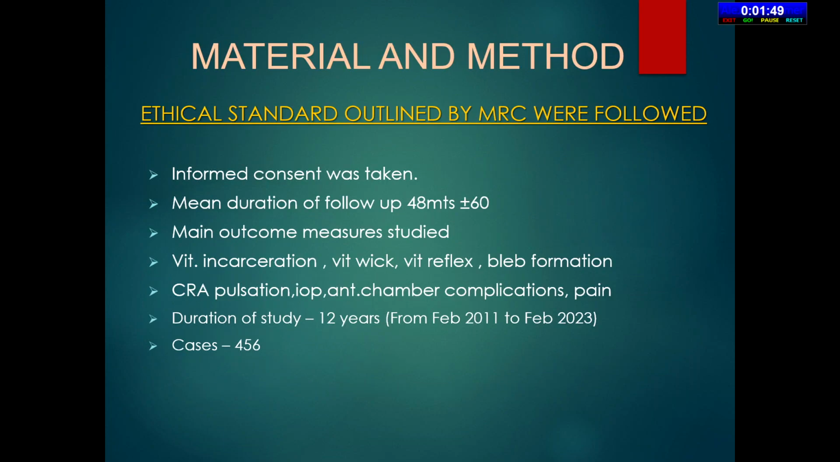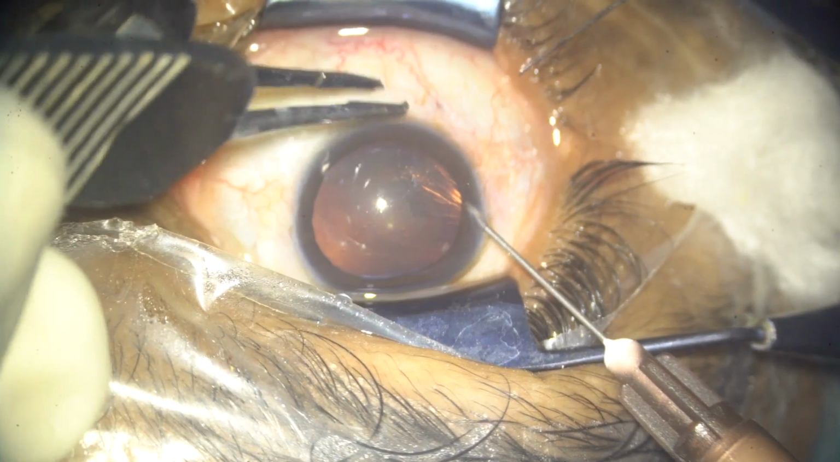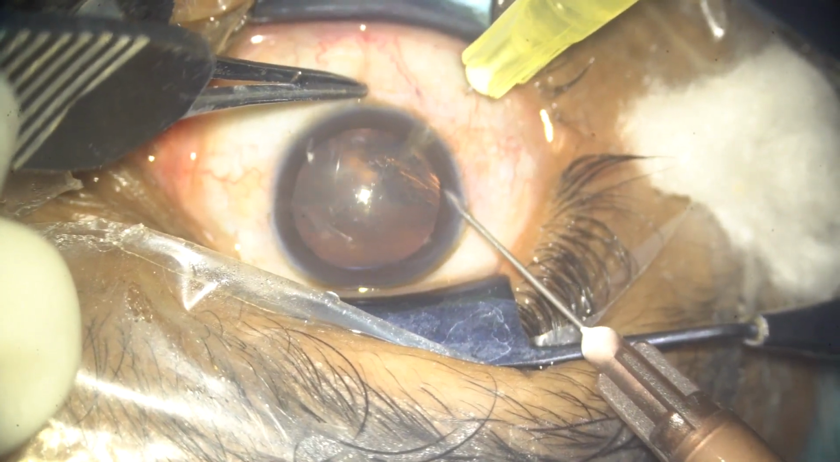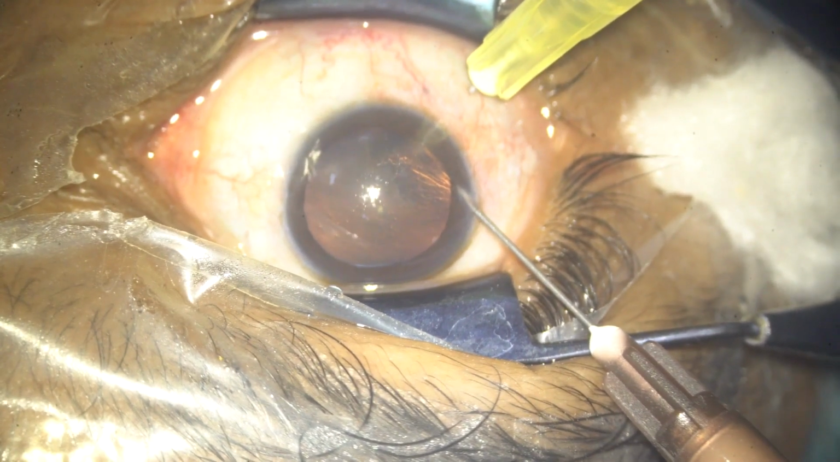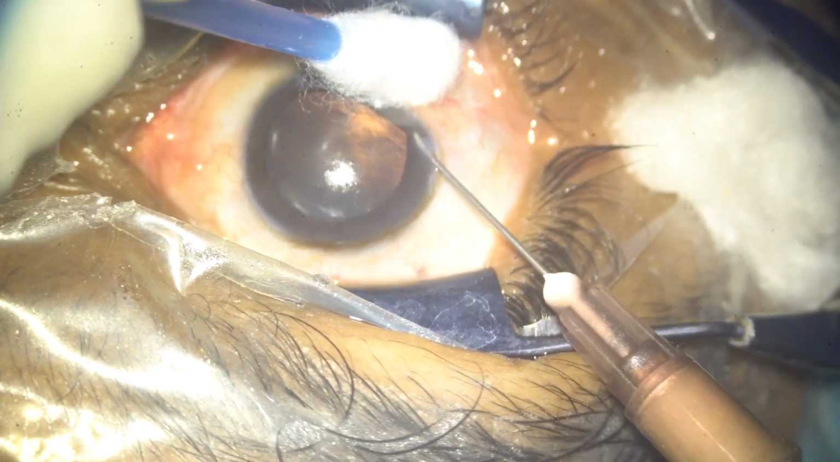So I have done studies also, but I won't go into detail. Just this is a small video. This is my pre-injection paracentesis needle. I have just pierced into the anterior chamber. The tip is just inside. It is not touching the corneal endothelium or the iris. And I have already given the injection. The volume is taken care of by that AC paracentesis device.